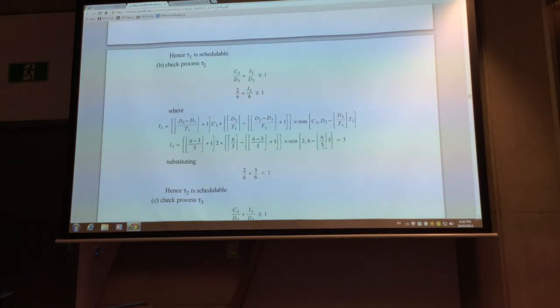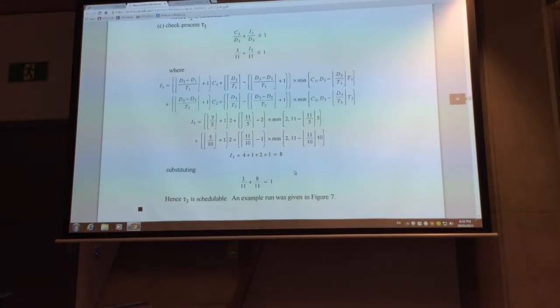Yes, thank you. That's right. Times 5. No, wait a minute. The floor of 6 over 5 is 1. Yes. 1 times 5 is 5. 6 minus 5 is 1. The minimum of 2 and 1 is 1. That's all right. All right, so remembering that the floor and ceiling operators are not brackets. Of course. So there's our interference factor for task 2. It's 3, using the more precise expression.